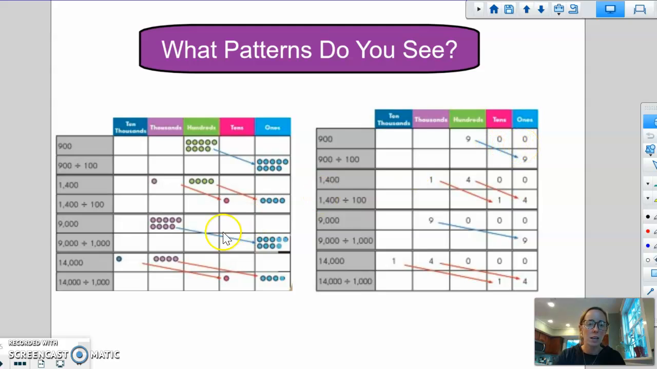If I jump down and look at dividing by 1000, so I have 9,000 divided by 1000, those chips are jumping 1, 2, 3 spots to the right. And if I look over at our digits, 9,000 divided by 1000, I am losing 1, 2, 3 zeros in my quotient.